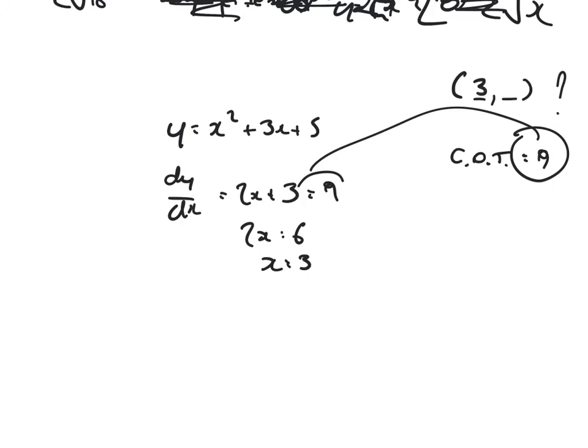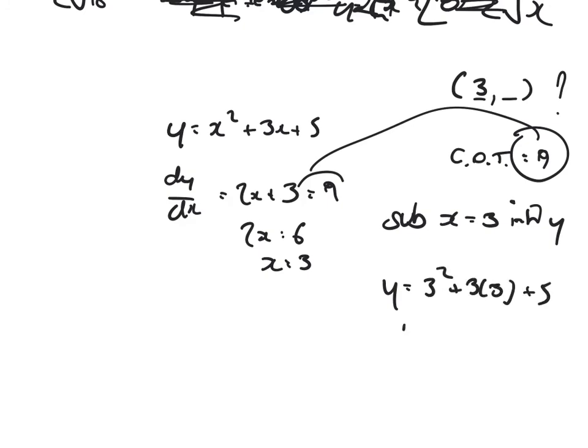So my x coordinate is 3. How do I get my y coordinate? Sub into an equation which starts with y. So sub x = 3 into y. That will be y = 3 squared + 3 lots of 3 + 5. That's 9 + 9 + 5, which will give me 23. The point is (3, 23). Okay, let's try one final question.